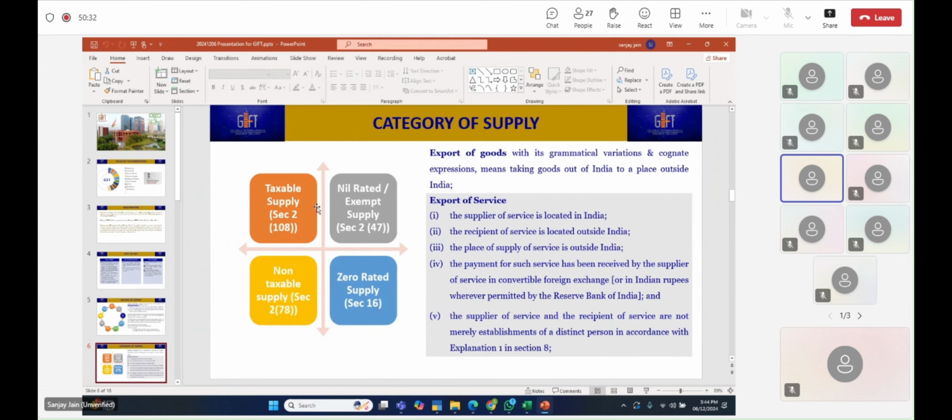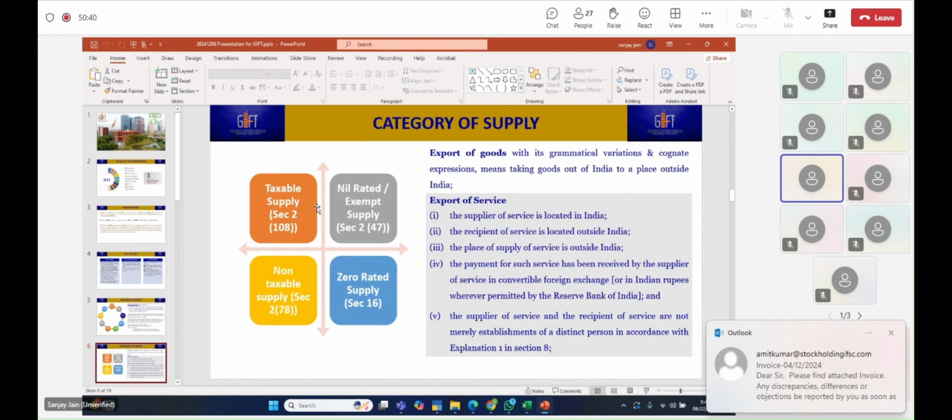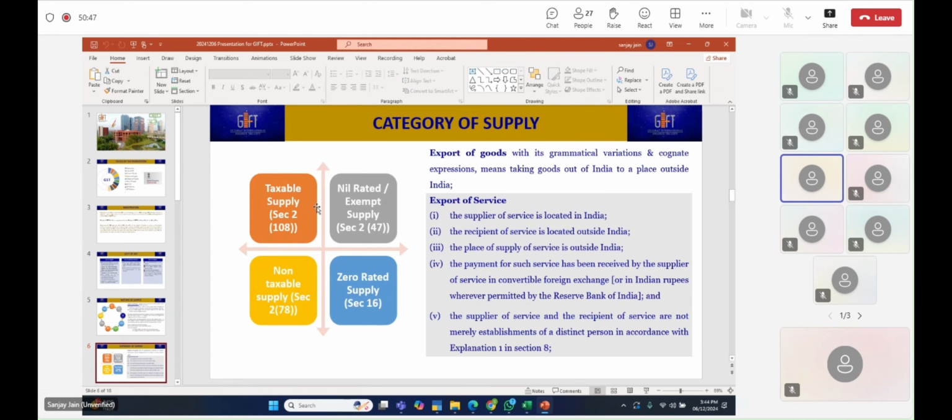If you are providing any commission-based or intermediary service, then the place of supply is treated as India only, and you may be required to pay GST on such supply, unless it is exempted. Payment should be received in convertible foreign exchange, unless otherwise permitted, like RBI has permitted for Nepal and Bhutan, where you can receive payment in INR. The supplier of service and the recipient of service must not merely be establishments of a distinct person.